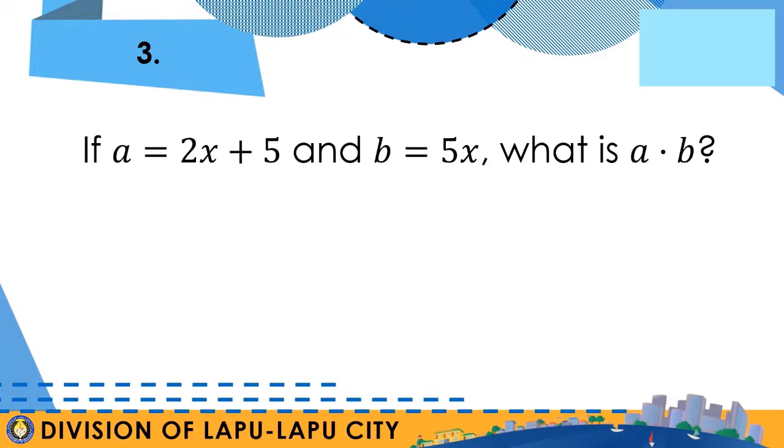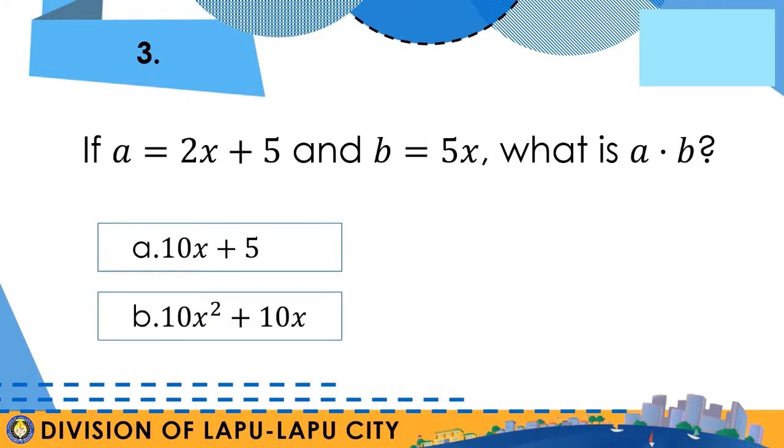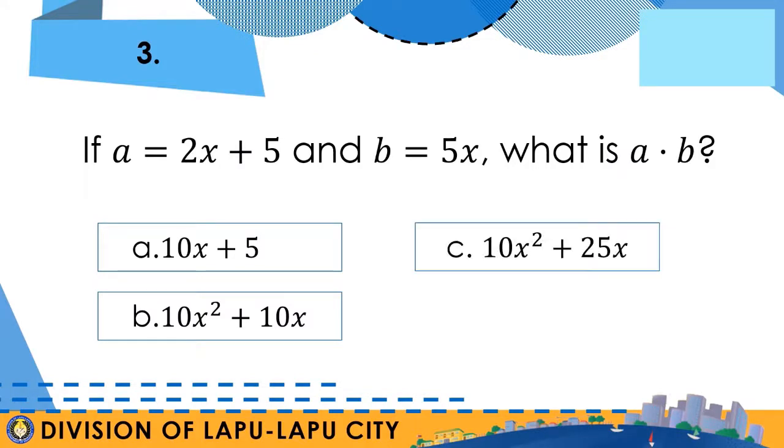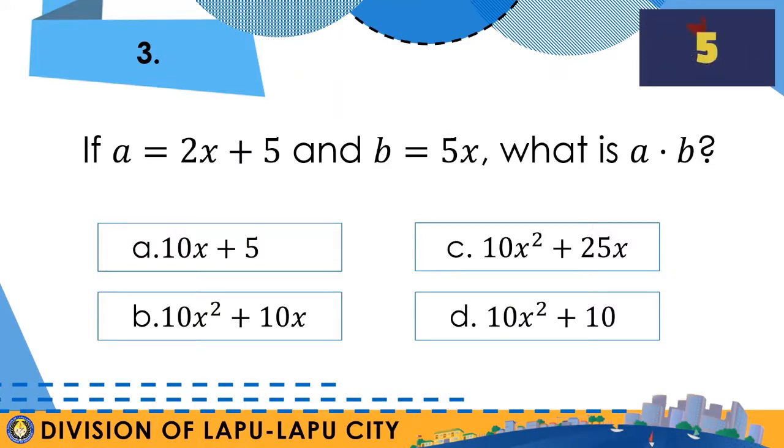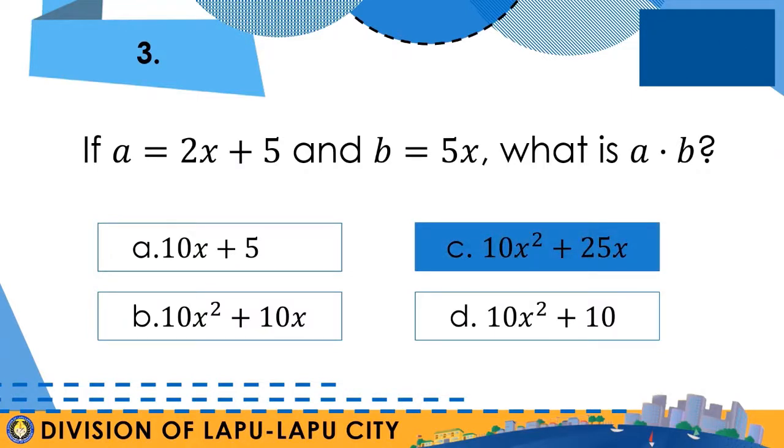Number 3. If A equals 2x plus 5 and B equals 5x, what is A times B? A. 10x plus 5. B. 10x squared plus 10x. C. 10x squared plus 25x. D. 10x squared plus 10. You have 10 seconds to answer. The answer is letter C, 10x squared plus 25x.